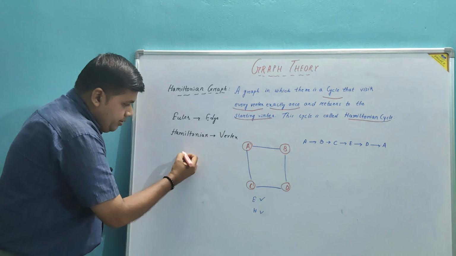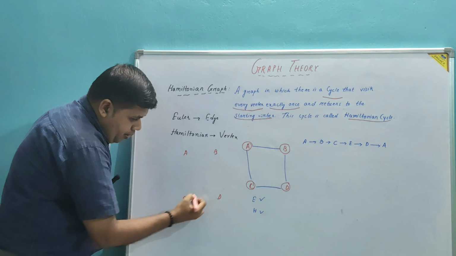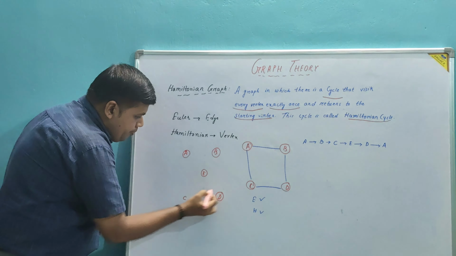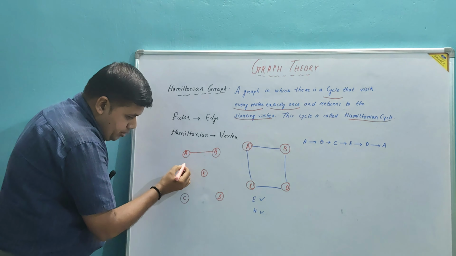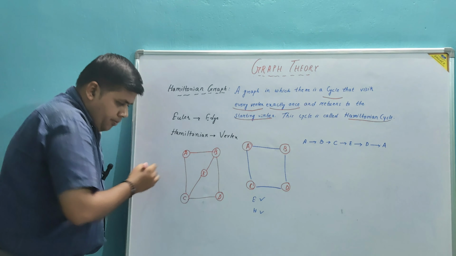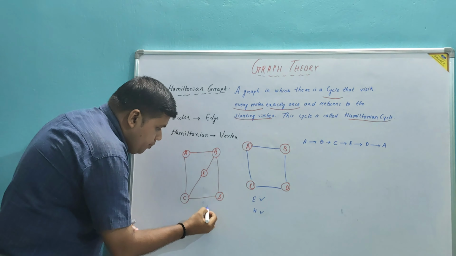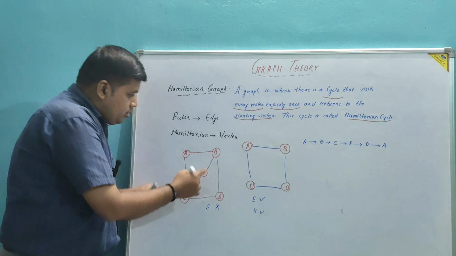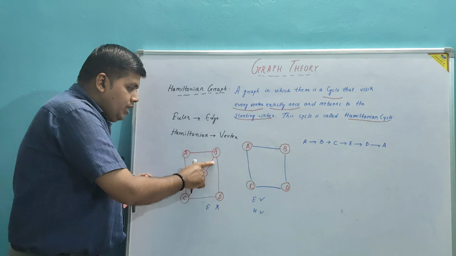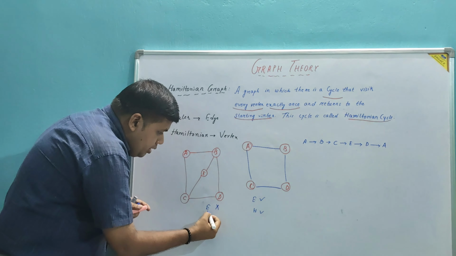Let's take another graph, say, so there are 5 vertices A, B, C, D, E, and the edges are connected somewhat like this. Is it Eulerian? No, it is not Eulerian. Why no? It is not Eulerian because if you observe properly, A is having degree 2 but B is having degree 3. So similarly for C also there are 3 degrees. So it is not Euler.